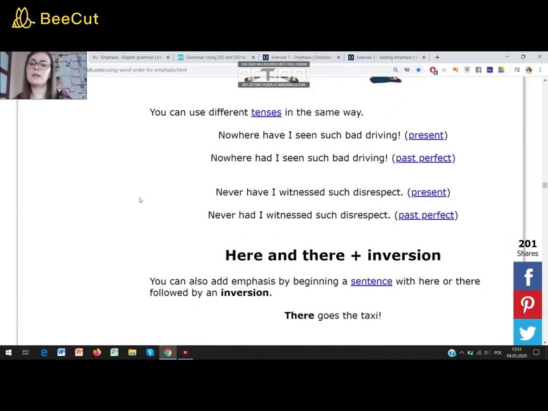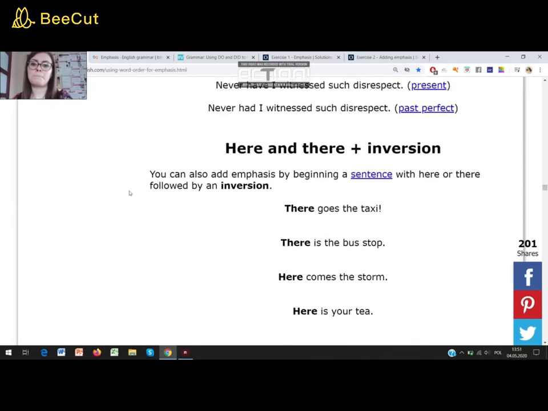The next one, you can use different tenses in the same way. Nowhere have I seen such bad driving. Nowhere had I seen such bad driving, right? Never have I witnessed such disrespect. Never had I witnessed such disrespect. Yeah, so both present and past perfect fits here.